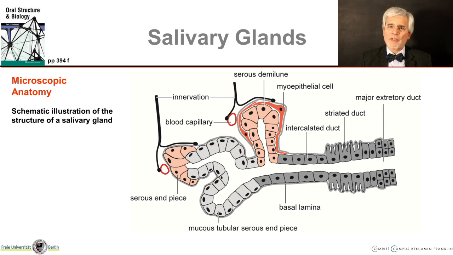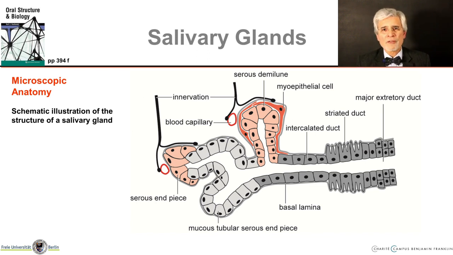These are just the connections to the serous demilunes shown in pink. Here serous saliva is produced. And in the mucous, tubular, secretory end pieces, intercalated or striated ducts are often very short, maybe even absent. And in the mixed glands, the mucous, tubular, secretory end pieces bear numerous serous demilunes, but serous pieces are also present. And schematically, I've also indicated the innervation.